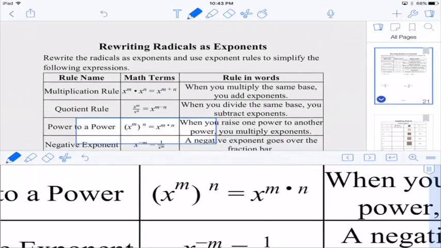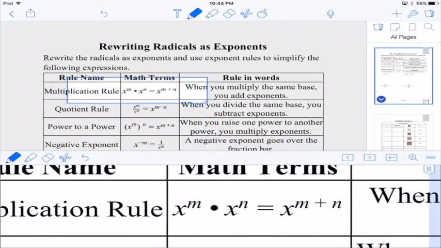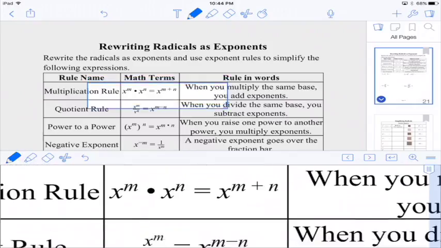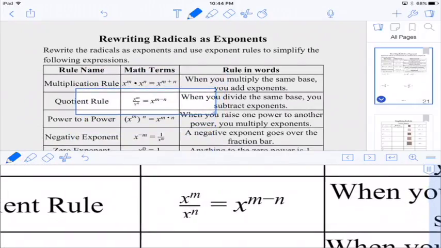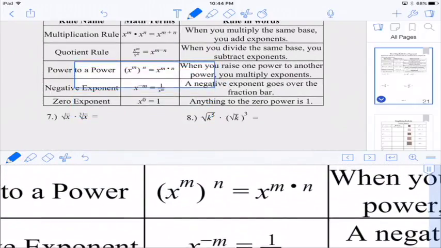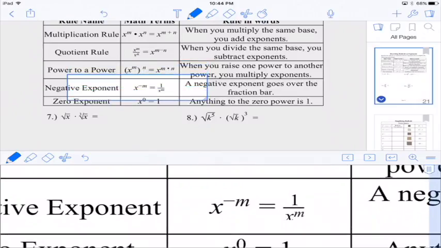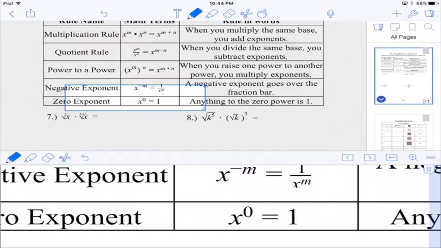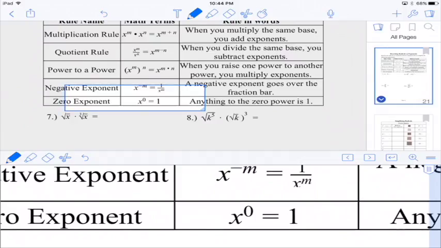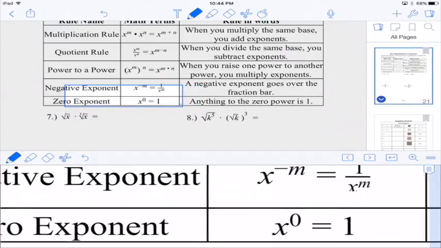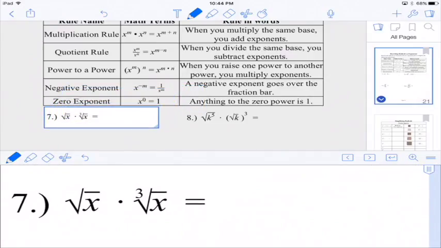So remember our rules. We have the multiplication rule, where when we multiply the same base we add. Our quotient rule, we're subtracting. Our power to a power, we multiply powers raised to another power. Our negative exponents that flip over the fraction bar, and our zero exponents. We know all of these things, and now we're going to use these, but we're going to use fractions, okay? You guys will be just fine.